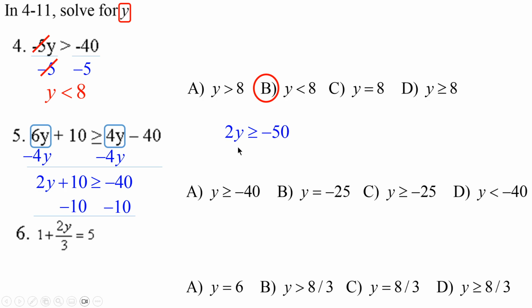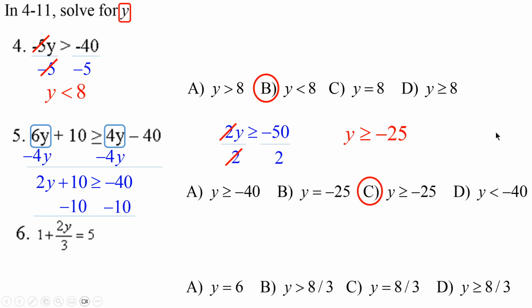Now I'm going to divide both sides by positive 2, which also will not affect my inequality, so it's still a greater than or equal to, and on the left my 2's cancel, so y is greater than or equal to, and a negative over a positive is negative, and 2 goes into 50 25 times. So y is greater than or equal to negative 25.